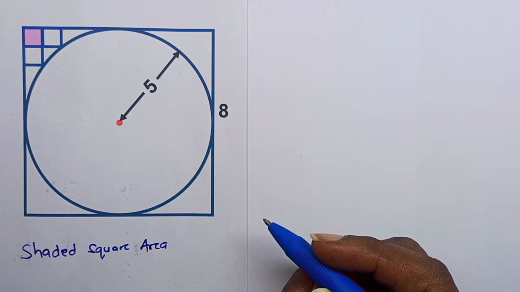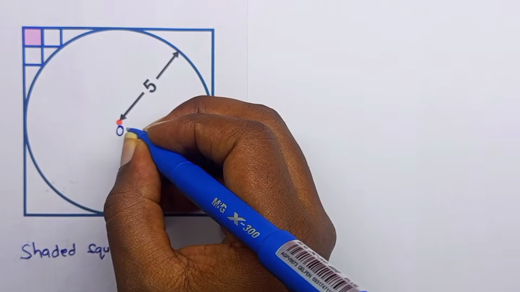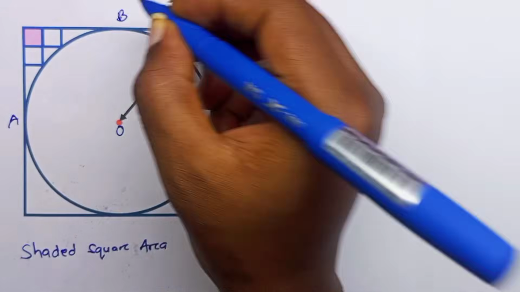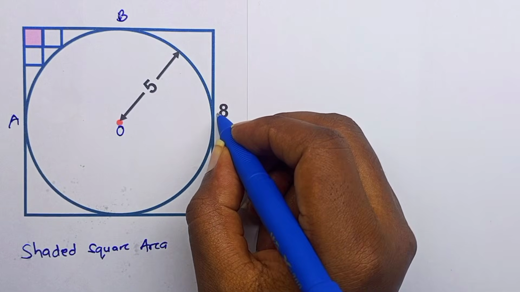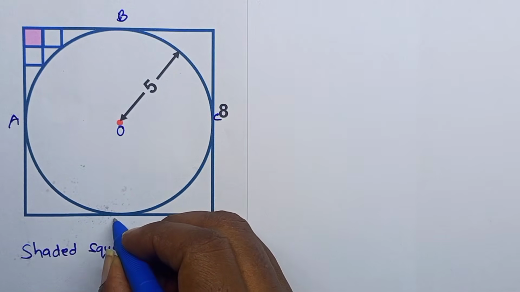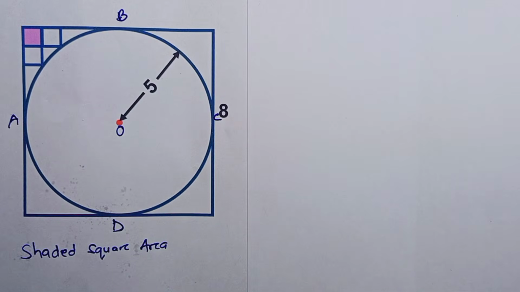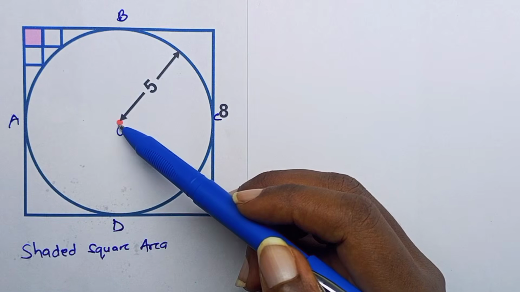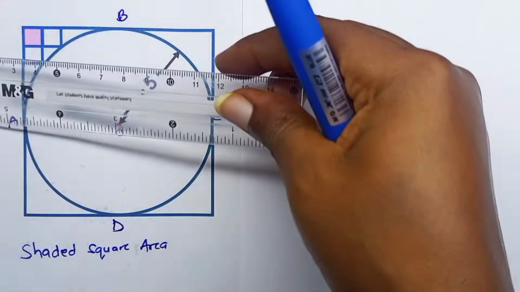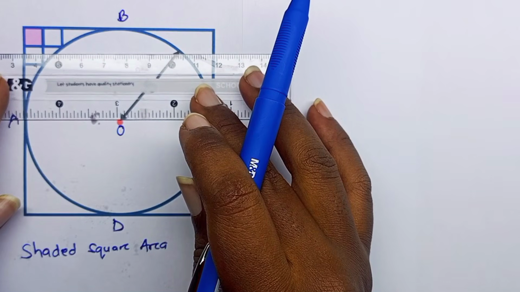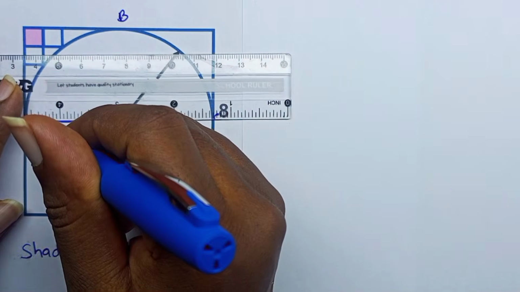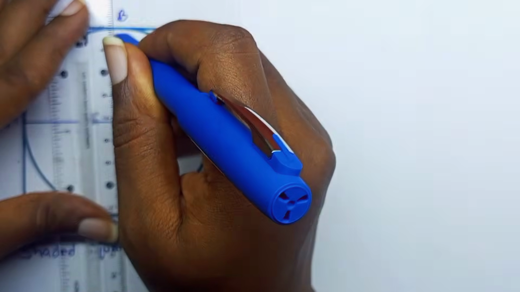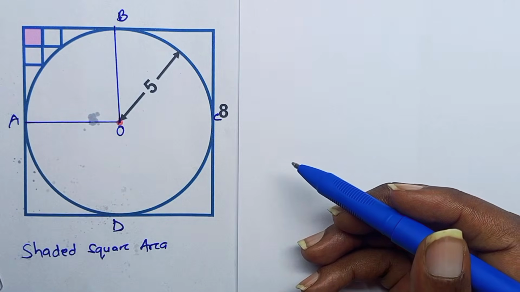First, let's label the points on our figure. Let this be center O. Let this point of tangency be A, this B, this one here C, this D. Next, let us connect center O to point of tangency A and also center O to point B.